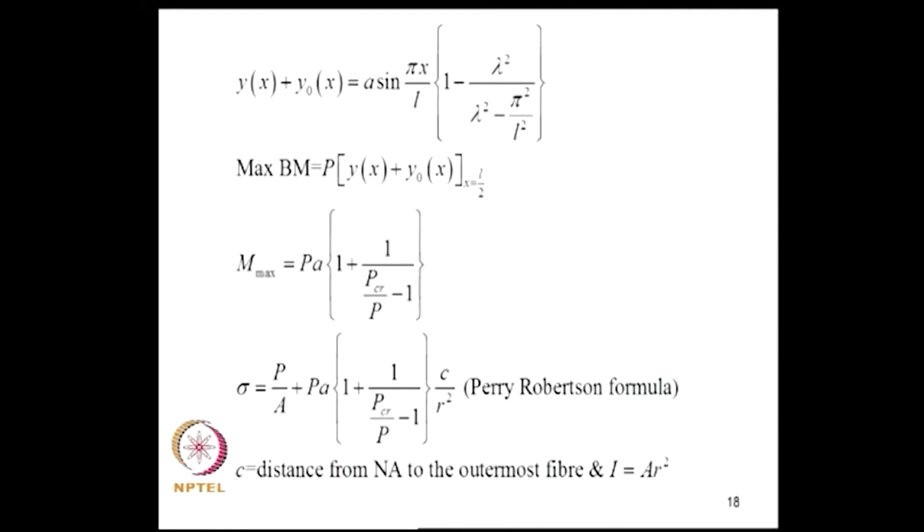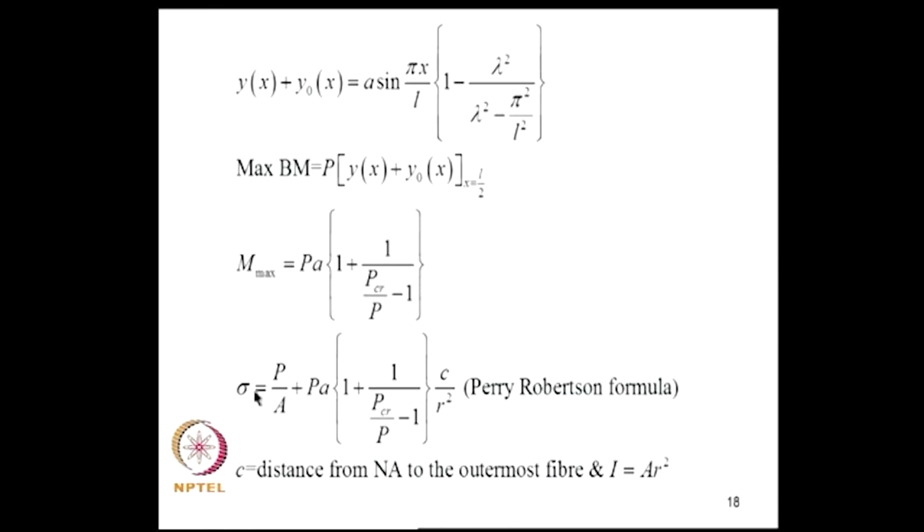So, we can now simplify this expression. We have the total displacement. Now, the maximum bending moment will be P into this at x equal to L by 2. So, if I substitute for lambda square in terms of P critical and P, I will get the maximum bending moment as P A into this.